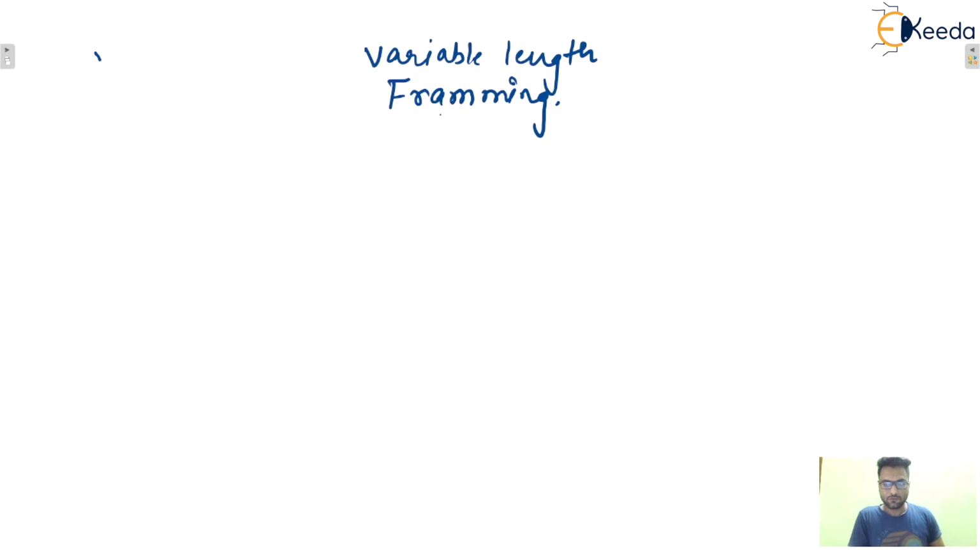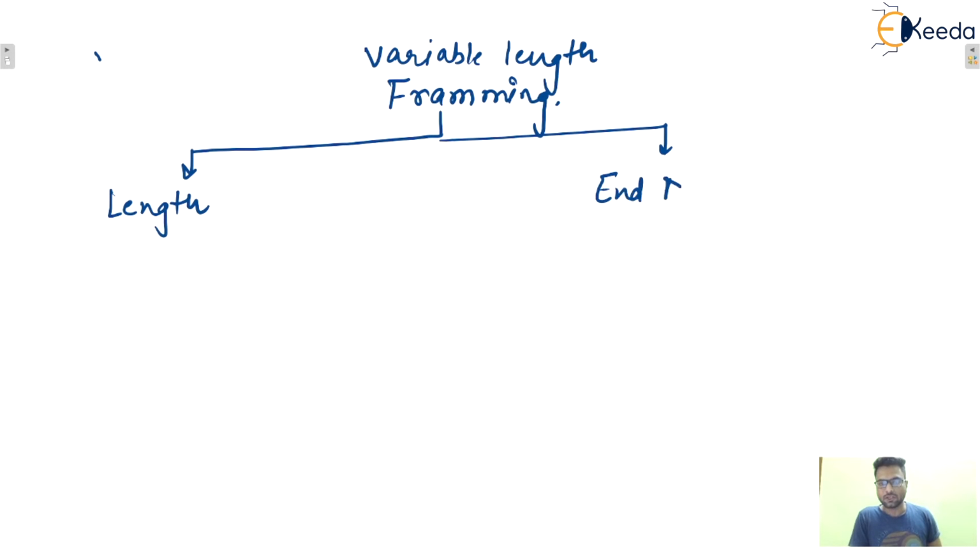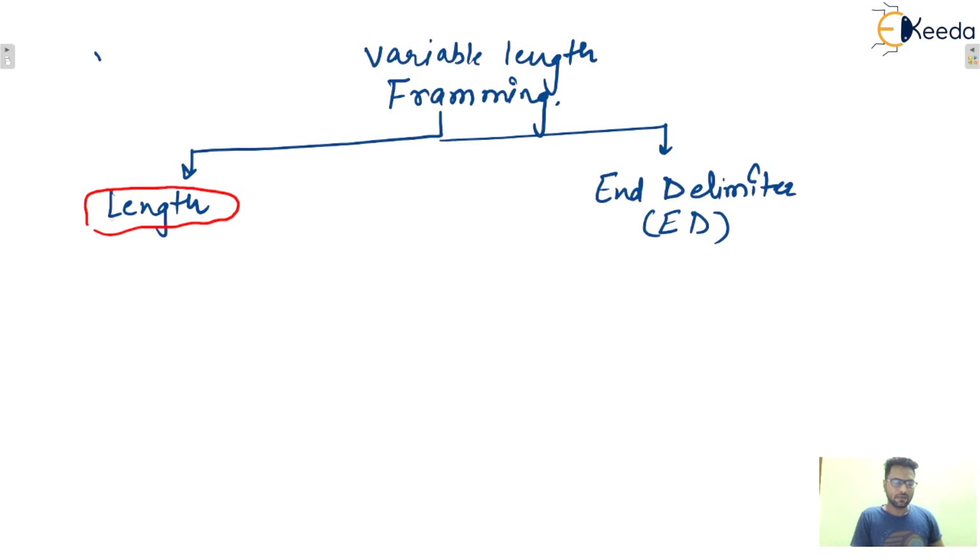Variable length framing is divided into two kinds, isn't it? First, a length field is used, and second, an ending delimiter (ED) is used. What does it mean? What does length mean? Let's say variable length framing is used.